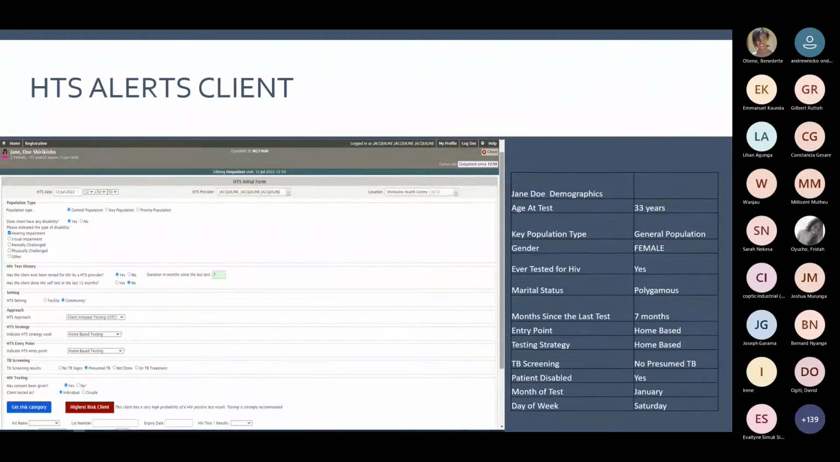Currently, this form is available from the HTS initial form. Once you've completed and updated this set of variables, you are allowed to get the risk category, and the system would respond by giving you a classification here of the category to which this particular client belongs. And then next to it, there is an advisory, which we will see more of in the demo that comes.